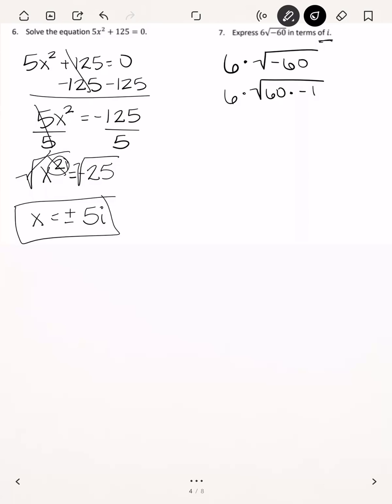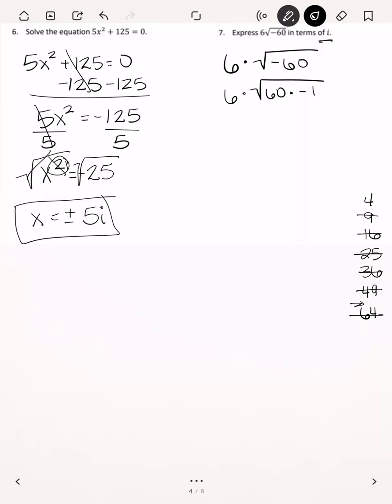Now I need to go through my perfect squares. So 60 falls between 64, which is 8 squared, and 49, which is 7 squared. So 60 is somewhere in here. I'm just going to go through the list to see if any of my perfect squares go into it. So 64 doesn't. If I take 60 divided by 49, that doesn't work. I go to 36. 60 divided by 36, it doesn't work either. 25 doesn't work. From 25, I go to 16. That doesn't work. 9. 60 divided by 9? Nope. Not today. And then let's say 4.